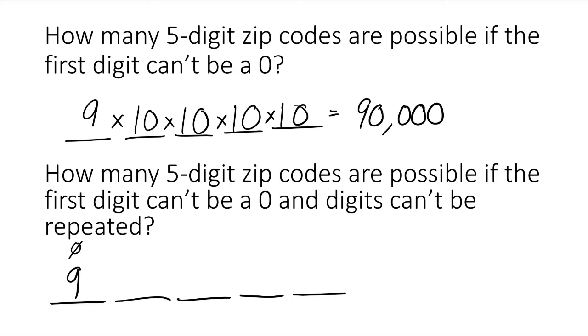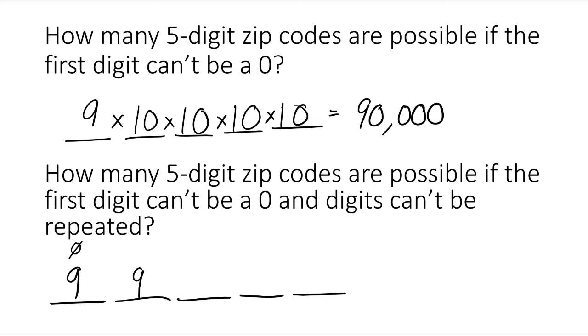The second digit, we actually can use 0 because it says only the first digit can't be 0. So we add 0 back in. So we're back to 10, but we have to remove whatever digit we used first. So if we used a 7, we have to take out the 7. But that's the only digit we can't use out of the digits 0 through 9. So there's actually still 9 choices. So again, if the first digit was 7, we'd have 0 through 6, and then 8 and 9. So those would be the 9 digits that we could use.